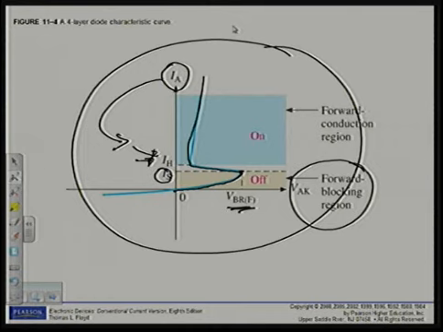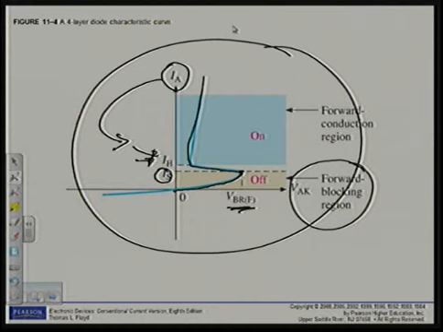Then on the next page, page 556, example 11.1: a certain 4-layer diode is biased in the forward blocking region with an anode to cathode voltage of 20 volts. Under this bias condition, the anode current is 1 microamp. Determine the resistance of the diode in the forward blocking region. Normal Ohm's law to do that calculation. So look at the other examples as well.